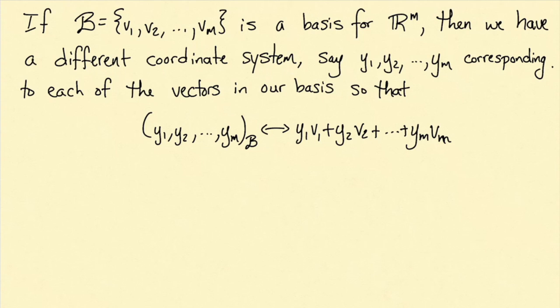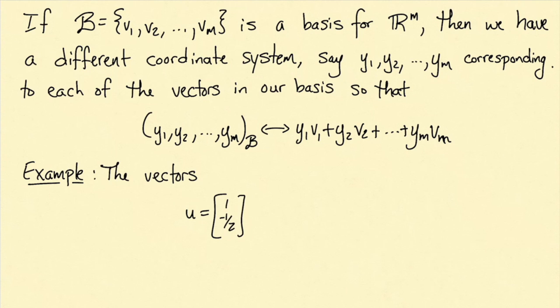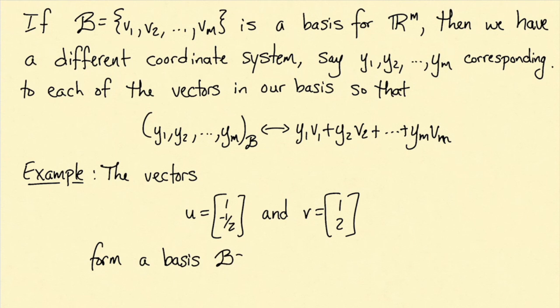For a concrete example, let's take two vectors which form a basis for R2. The two vectors, u, whose standard coordinates are 1, -1/2, and v, with standard coordinates 1, 2, form a basis, which we'll call script B, for R2.